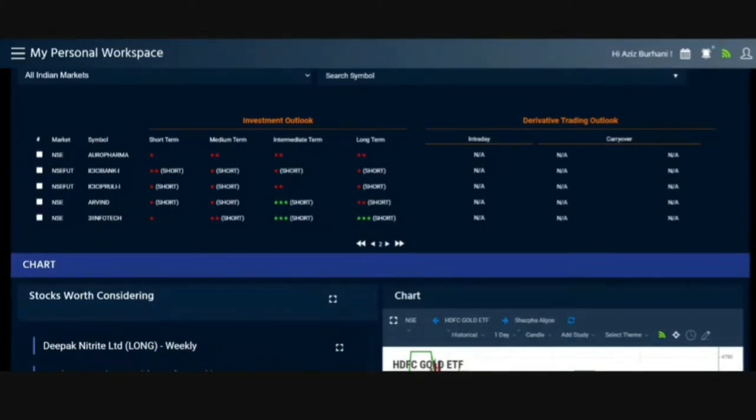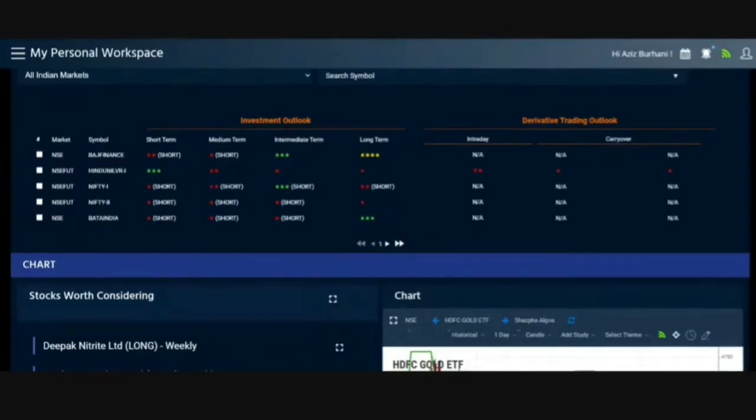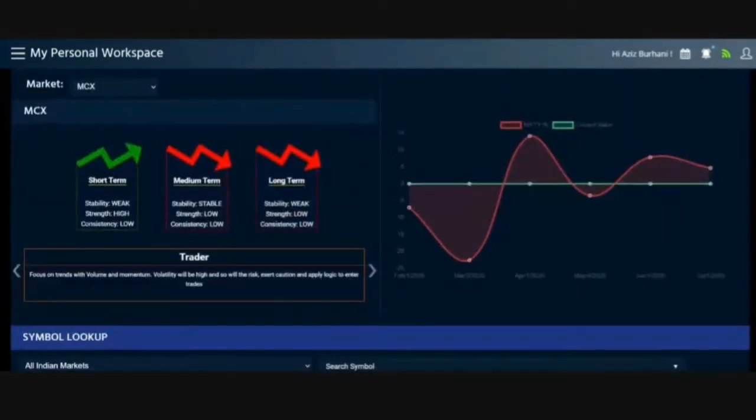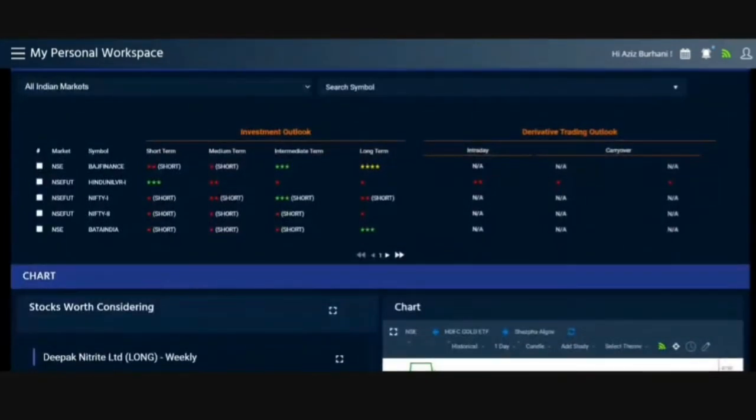So every time, the beauty of symbol lookup is that if you have any holdings in the market, you have the symbol here in the symbol lookup. Every time you open the software, if the ratings change, they will automatically change here. So whenever you log in, let's say for Bajaj Finance, in the short term the rating changes, and from short it will go to long. That means from shorting it will go to buying. Then it will show you here.